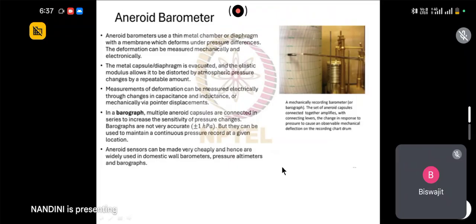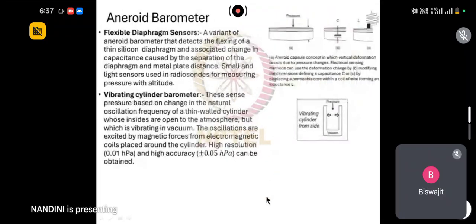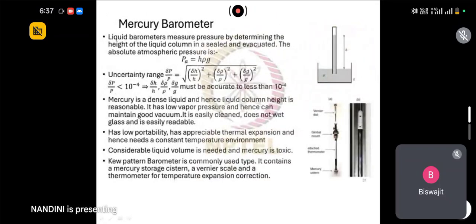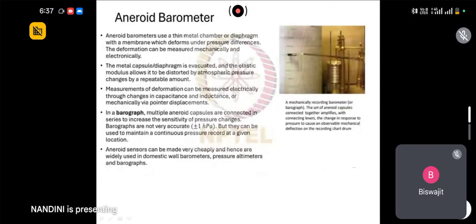In case of a mercury barometer, we basically measure the pressure by measuring the height up to which the liquid column has risen. Whereas in case of an aneroid barometer, we measure the deformations of a metal chamber or a diaphragm. Based on the pressure, the diaphragm or the metal chamber deforms, and based on the deformation, we measure the pressure. That's how an aneroid barometer works.